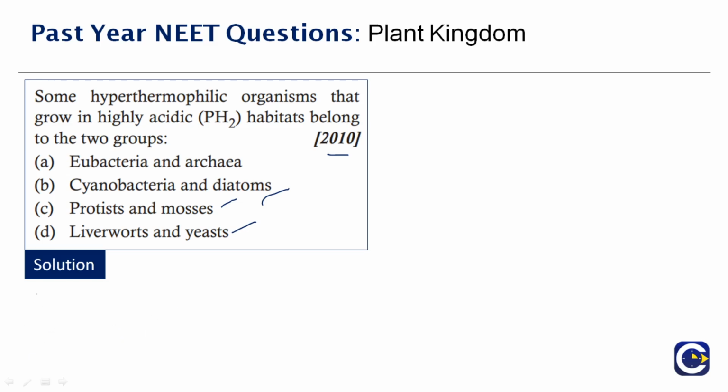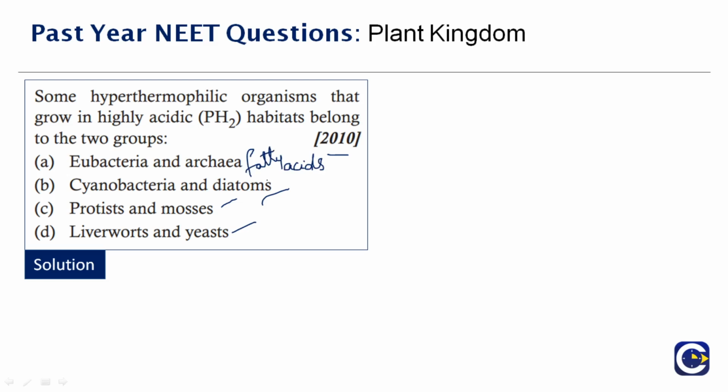Now you can ask me, what does the cell wall of these organisms contain? Why is it so special for them to withstand that particular atmosphere? Mostly, eubacteria and archaea have a cell wall that is made up of highly saturated fatty acids. Their cell wall is so strong that it will not break, even at that pH.